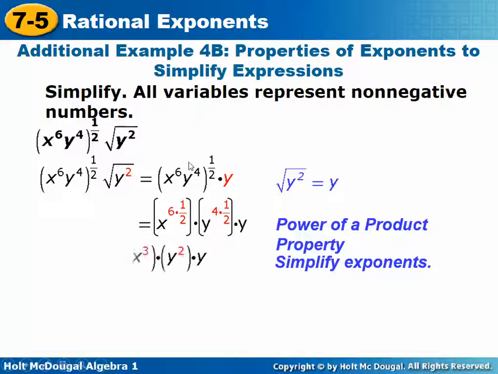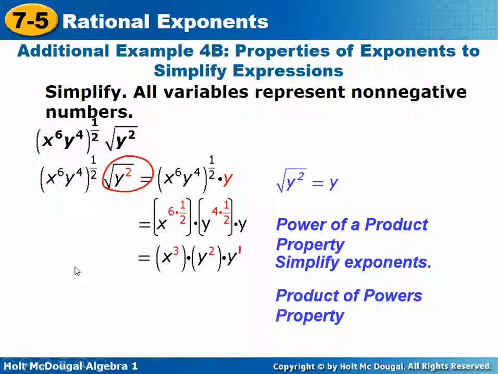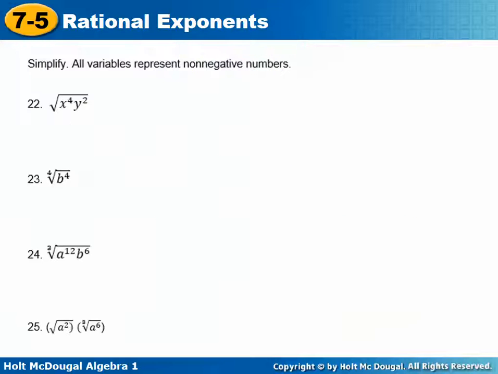So we end up with x to the 3rd times y to the 2nd, and then there's that y from simplifying this part. And then we would combine our y squared times y to the 1 by adding their exponents, and we end up with x to the third times y to the third. So we've used all of our properties that we learned about, and you've also learned how to simplify roots.